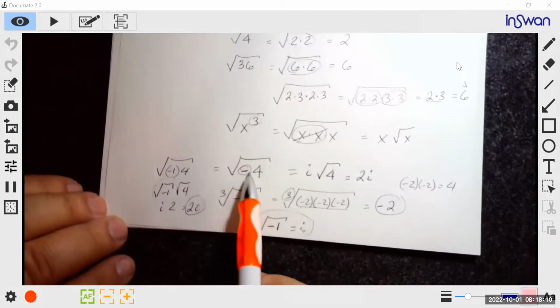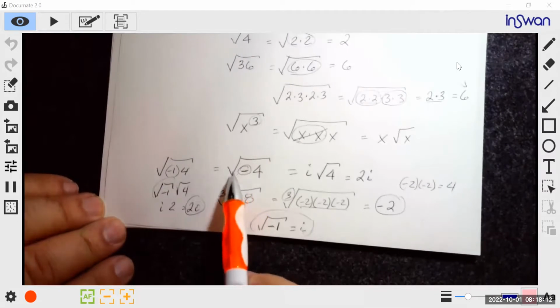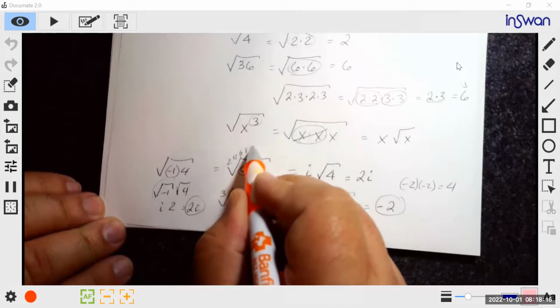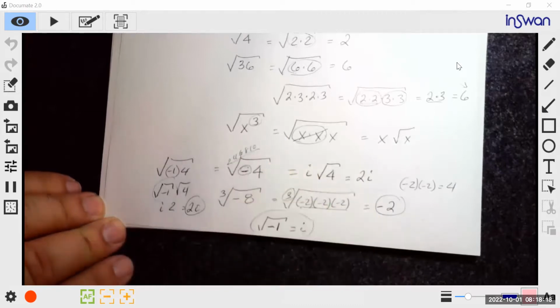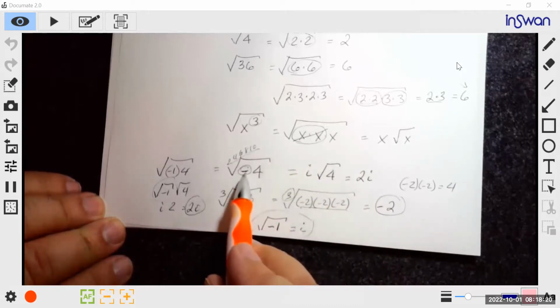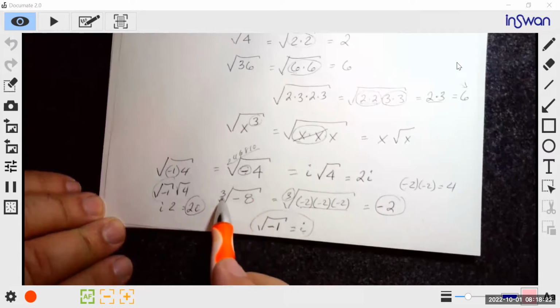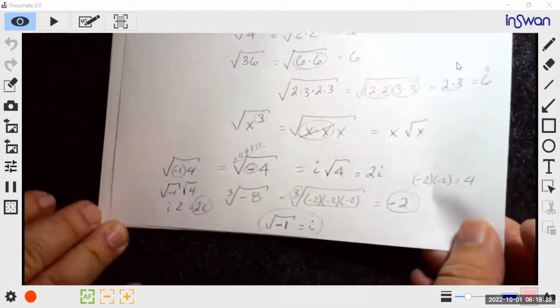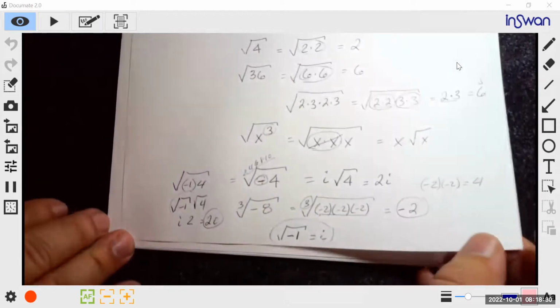So that's how you do it. If you ever have a negative inside an even root, whether it's a 2, 4, 6, 8, 10, whatever, as long as it's even, you cannot have a negative inside there. If it's odd, you can have a negative. All right, so that's what defines an imaginary number.